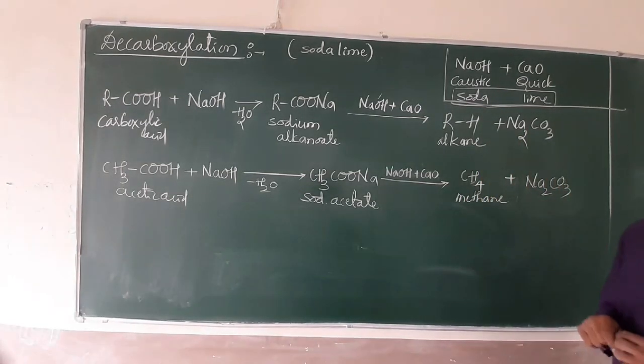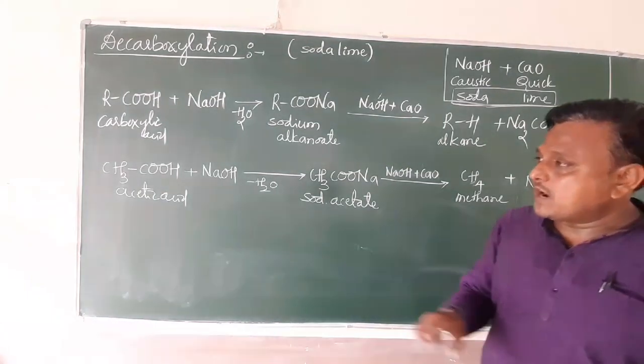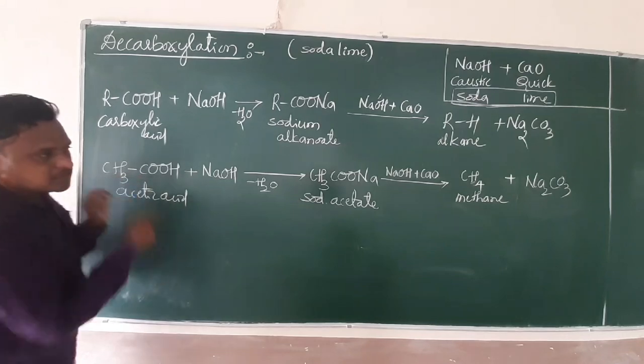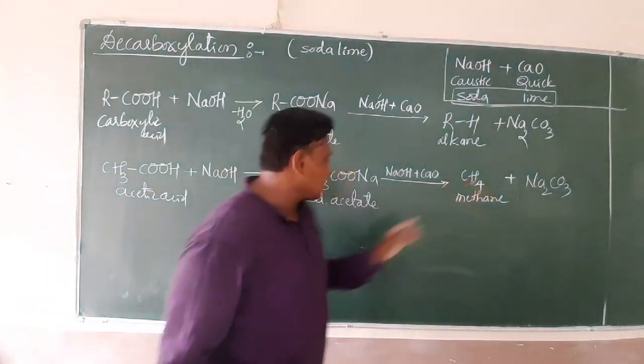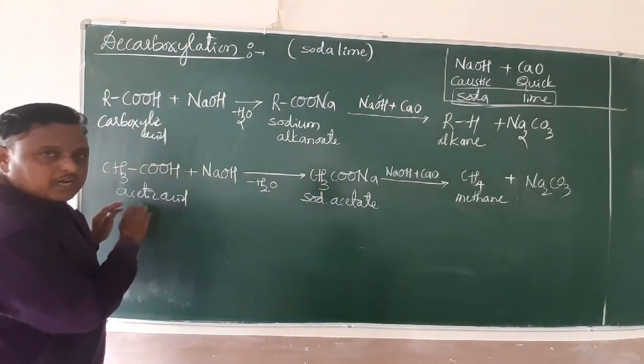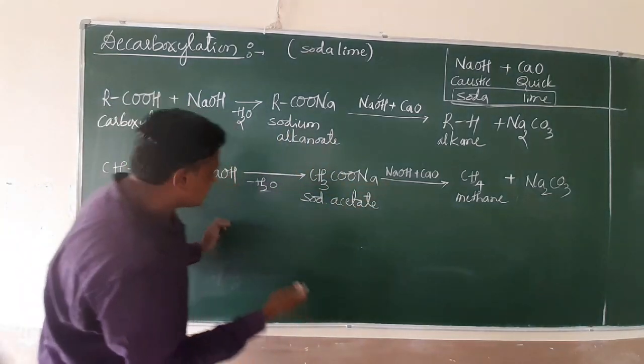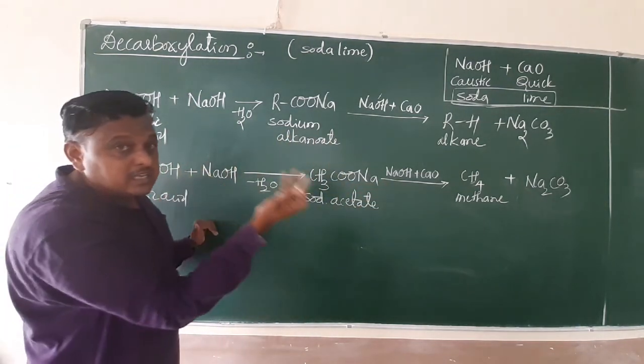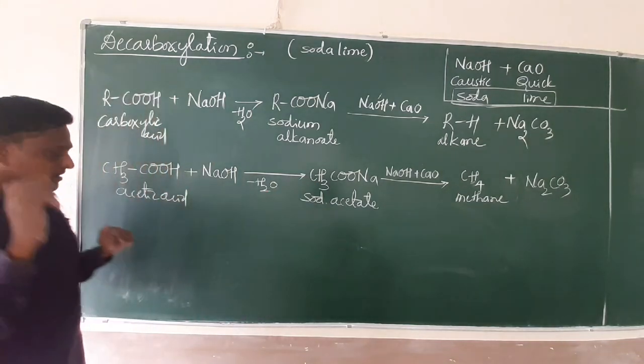Yes, in decarboxylation, friends, we learned one simple part. The carbon number must decrease. The 2 carbon is converted into 1 carbon. Means acetic acid, 2 carbon, gives 1 carbon. Acetic acid gives methane. Propionic acid gives ethane. 1 carbon decreases each time.